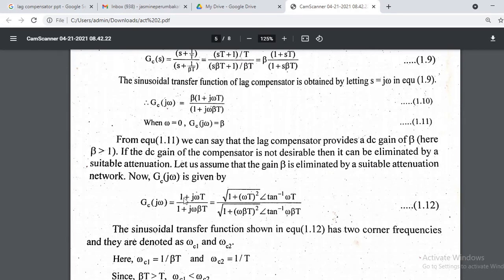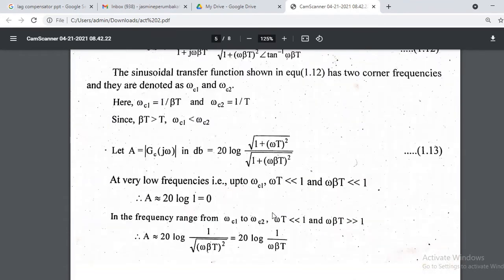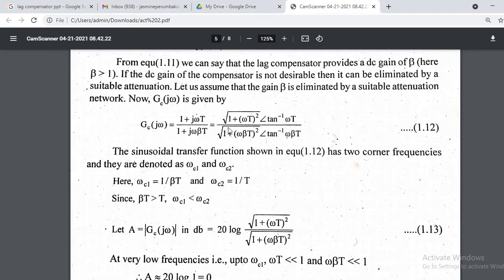This is in A plus jB form. The magnitude equal to root of A square plus B square, angle tan inverse B by A. Similarly in the denominator also. So both these magnitudes give the resultant magnitude, similarly angle. So the magnitude is equal to root of 1 plus omega T square divided by root of 1 plus omega beta T square, and angle tan inverse omega T minus tan inverse omega beta T. When this angle comes to the denominator side, it becomes minus.